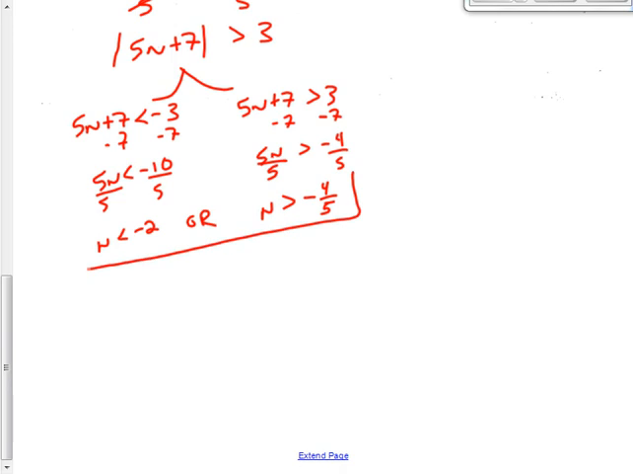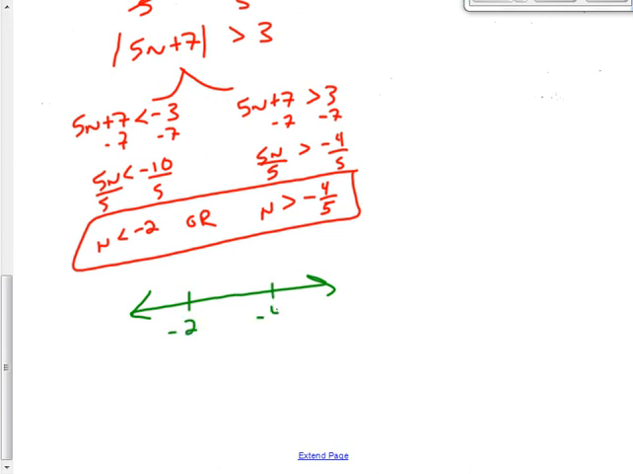Okay, so here's the first part. Second part is I want to graph those. So make sure that you're putting these in the right places. Negative 2 is to the left, and negative 4/5 is really close to 0, so that's going to be to the right of the negative 2. I've got open circles at both of these. I'm looking for the numbers that are less than negative 2, that's this way, or the numbers that are bigger than negative 4/5, that's this way.